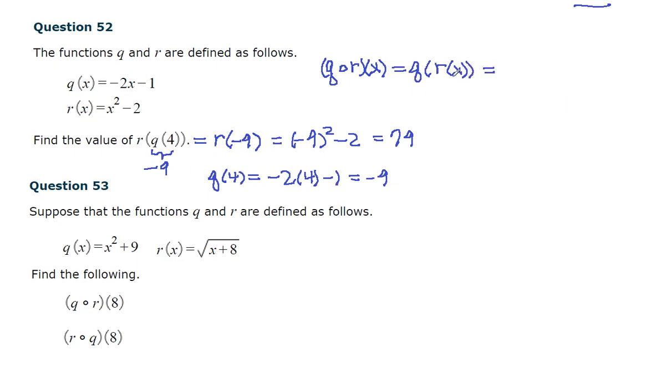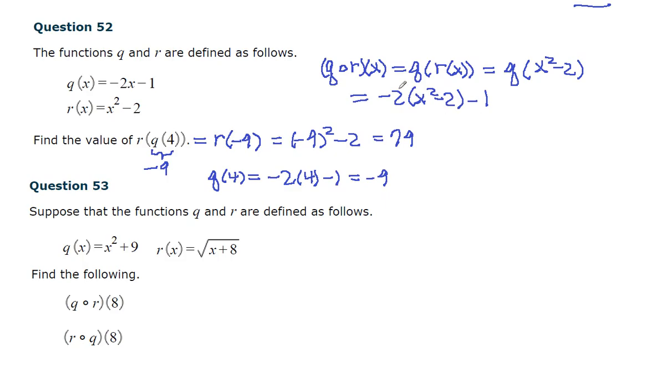And again, you work from the inside out. Your r of x is right here, x squared minus 2. So this is q, and then you're plugging in x squared minus 2. I like to rewrite the outside function with empty parentheses. So replace your x here with just empty parentheses. So q of parentheses equals negative 2 parentheses minus 1. What are we putting in the parentheses? x squared minus 2. So that goes here.